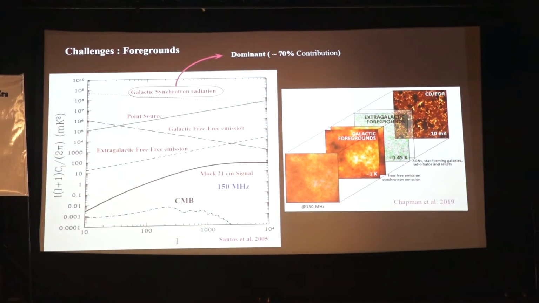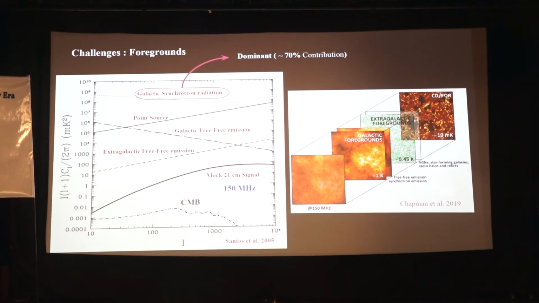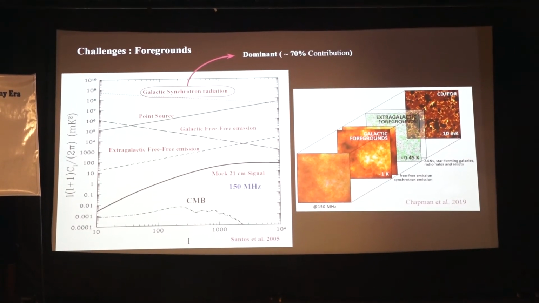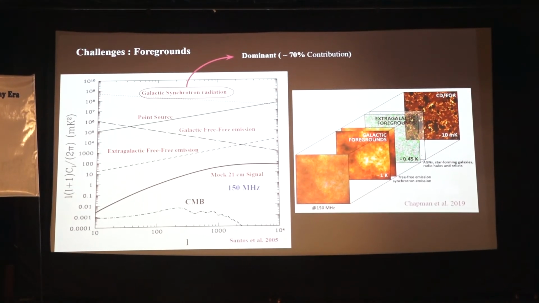So in foreground challenges, there are different kinds of foregrounds, one of which is galactic synchrotron radiation, which is the most dominant of all the foregrounds, and is due to the cosmic ray electrons in our galaxy and the magnetic field in our galaxy. And then there is synchrotron emission from the extended sources, which is mostly because of supernova remnants. And then there is free-free emission, which can be galactic and extragalactic, and there are point sources also. So here in this plot you can clearly see how the foregrounds overpower this 21 centimeter signal.